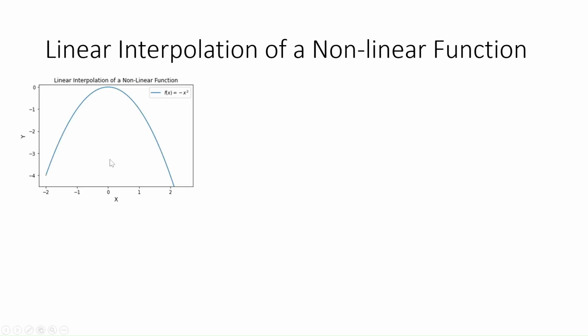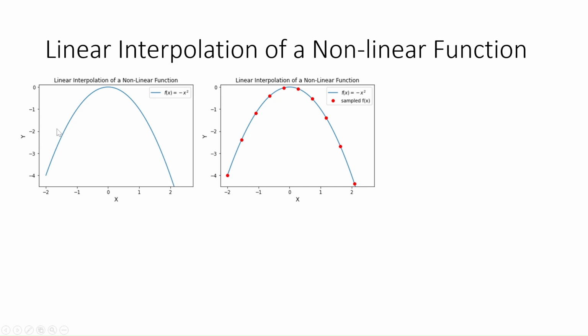So first, we are going to simulate a non-linear function. In our case, it will be minus x square. So the horizontal axis is x and the vertical is y. And as you can see, this is a non-linear function, a quadratic function. We will then sample this function so that we can simulate missing data. So these 10 red dots are the sampled version of this particular non-linear function.